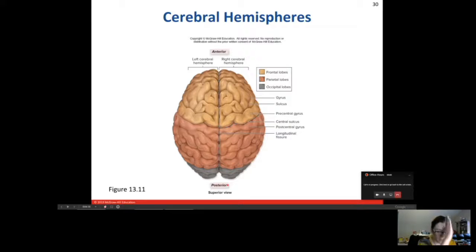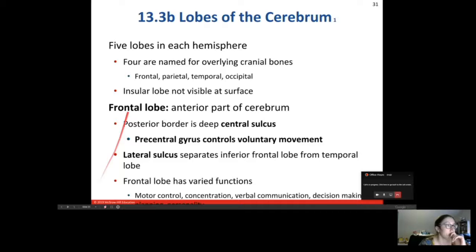It's a pretty deep fissure, and you should be able to pull the hemispheres apart a little bit. We can see in the front, these are the frontal lobes, so you have one in each hemisphere, the parietal lobes, one in each hemisphere, and the occipital lobes are in the back, one in each hemisphere. And the temporal lobe you cannot see on that picture because it's a little bit lower. We'll see it on the lateral view in just a second. And the insular lobe is not visible at the surface, but I'll show you where it is in just a bit.